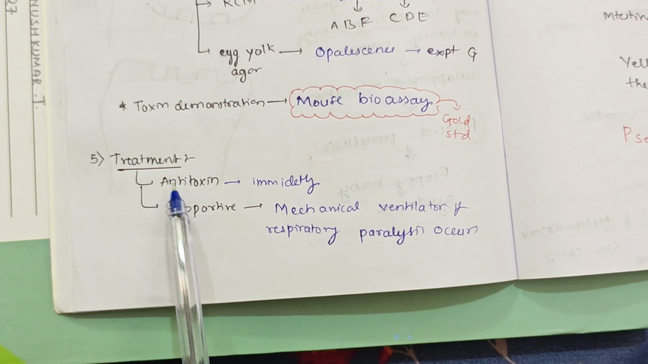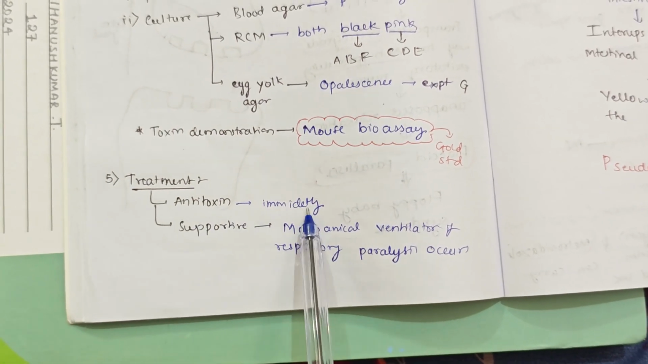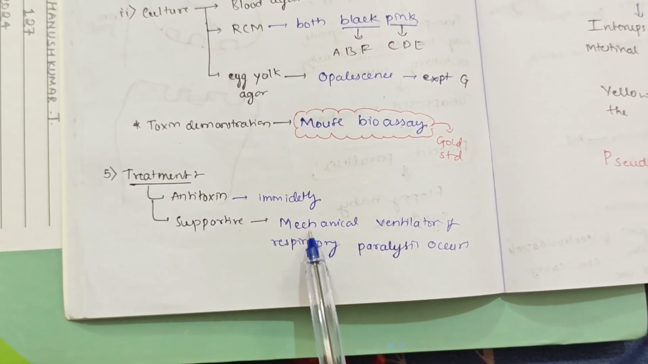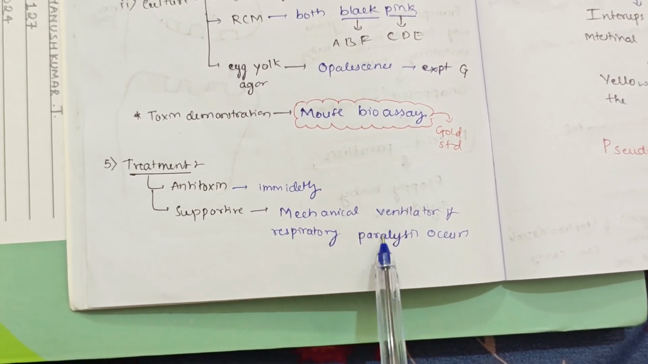Treatment is of two types: antitoxins, which should be given immediately, and supportive measures like mechanical ventilators if respiratory paralysis occurs.